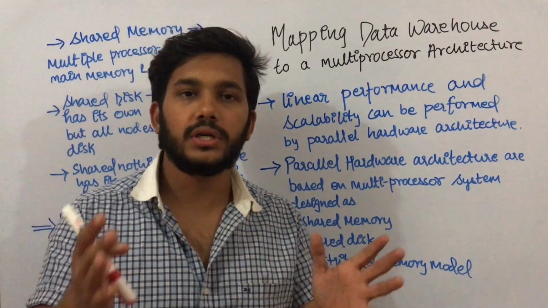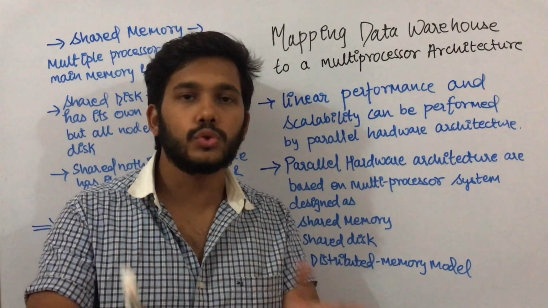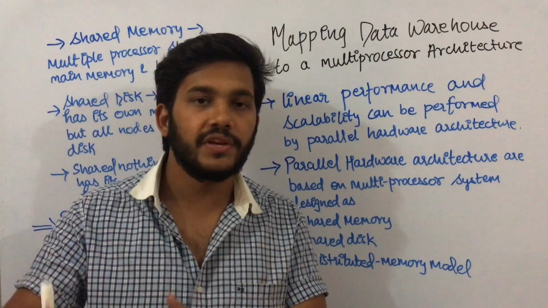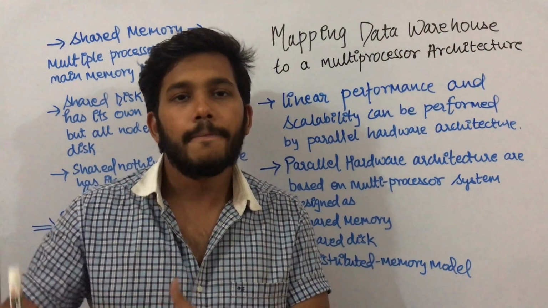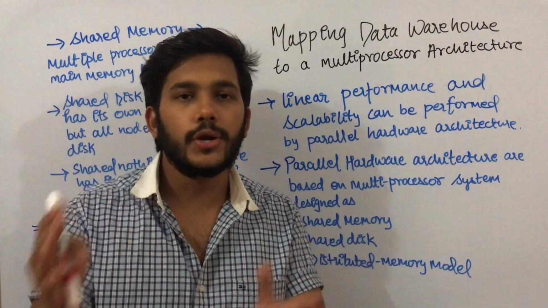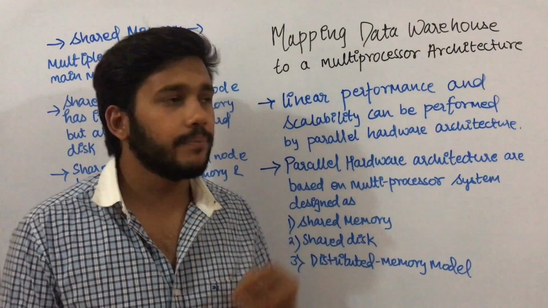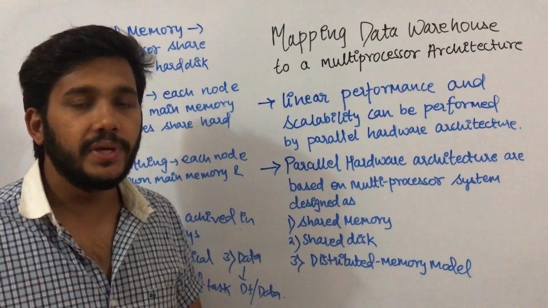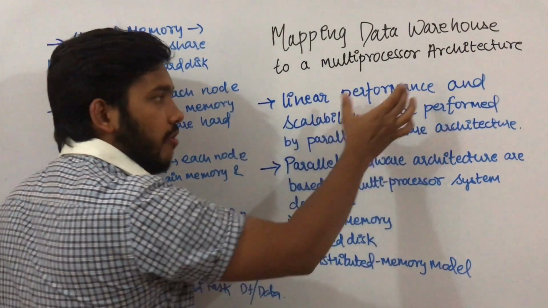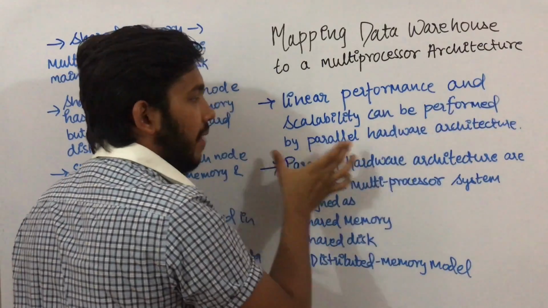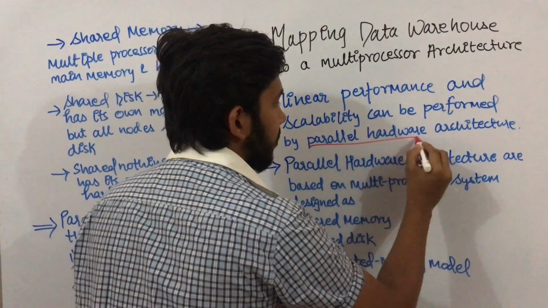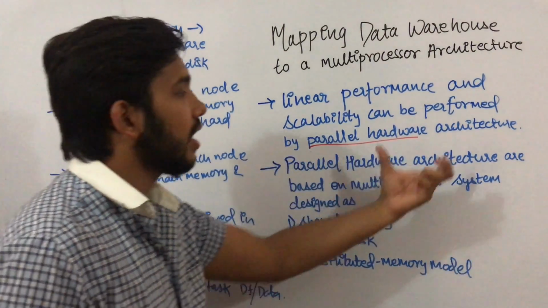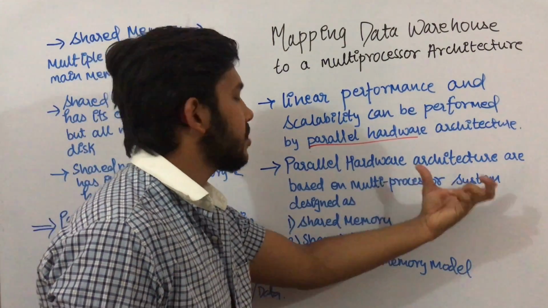Suppose now you are mapping your data warehouse to different multiprocessor environment, but now scalability is reduced. Previously, if you were able to expand your data warehouse to 10 to 15 subjects, but after the multiprocessor architecture you are not able to expand it, so this should not be present. So linear performance and scalability can be achieved by parallel hardware architecture. So what is this parallel hardware architecture? These parallel hardware architectures are based on multiprocessor systems.